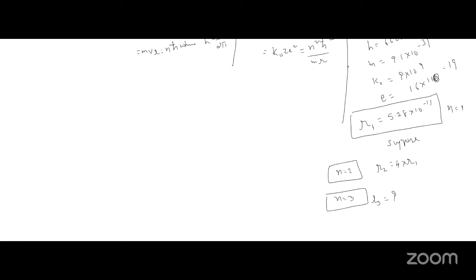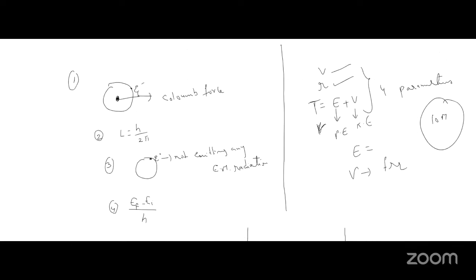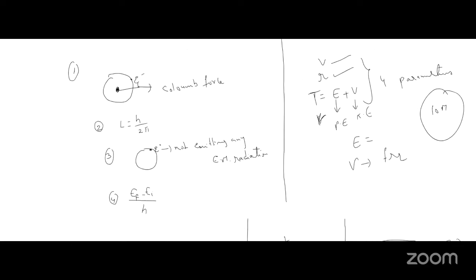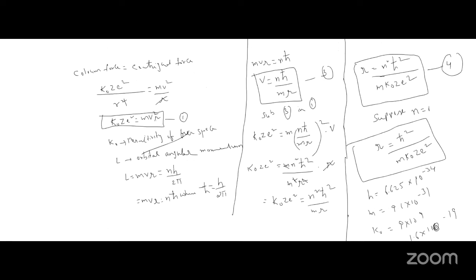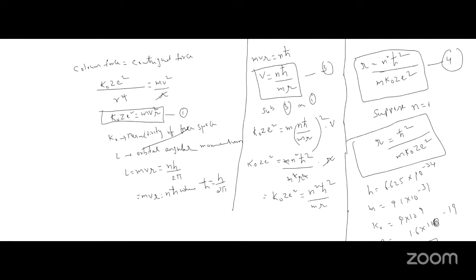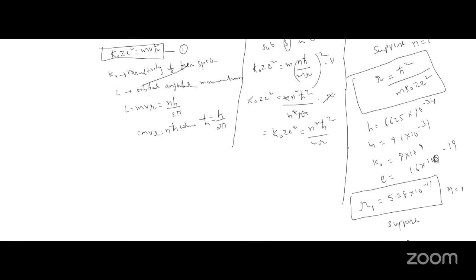So up to here, which calculation did we do? V and R are calculated. First I wrote the postulates. Next, the two forces are equal. I calculated the V value and the R value for n equal to 1, n equal to 2, n equal to 3, for different R values. Next, my task is the calculation of total energy.